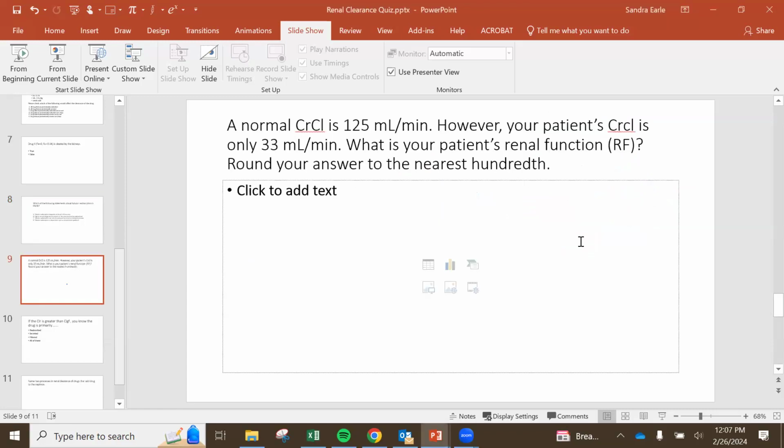All right, a normal creatinine clearance is 125 mils per minute. However, your patient's creatinine clearance is only 33. So what is your patient's renal function? So we know that's going to be less than 0.33. Round it to your nearest hundredth.